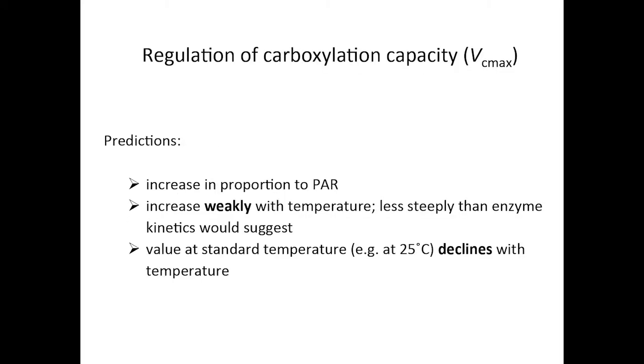But anyway, that's the statement that it's been thought about for a long time and commonly observed, but some of its implications are actually quite profound, and I think have been missed until quite recently. One is that Vcmax becomes predictable. It should increase in proportion to light. It should increase weakly with temperature, but not at the rate that Rubisco kinetics increases with temperature. It should be less steep, and therefore, if you standardize the value to 25 degrees, you get a decline.